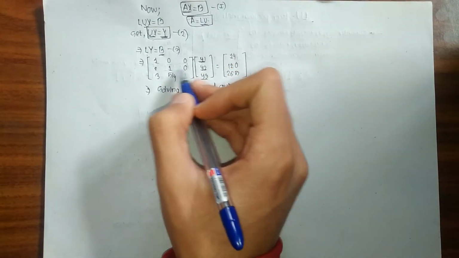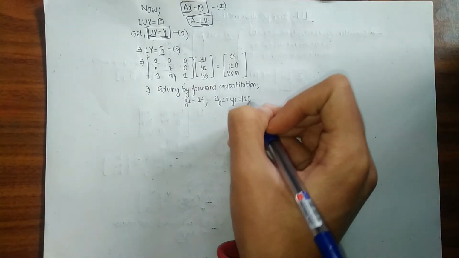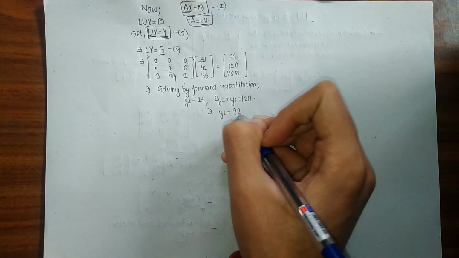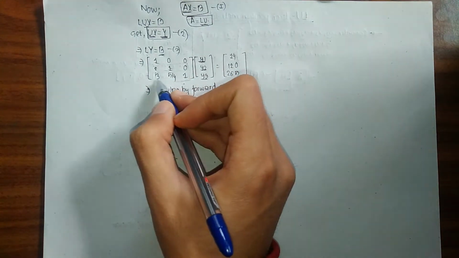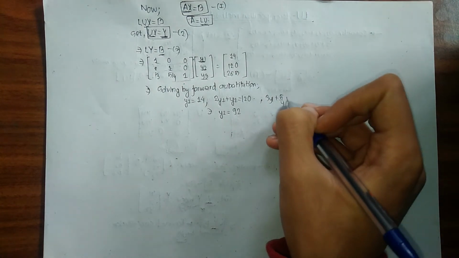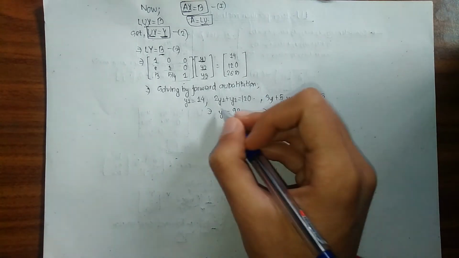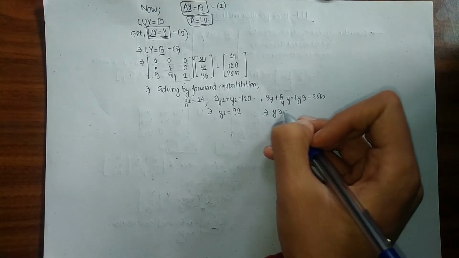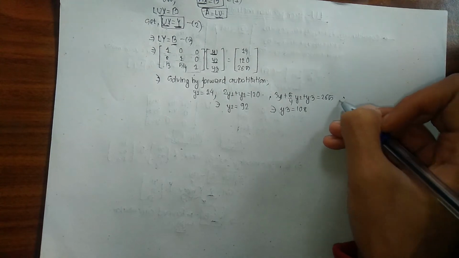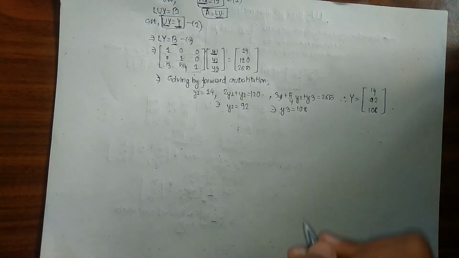Second row, same column, we get 2y1 plus y2 equals 120. So I have my value of y1 as 14, and if I substitute this, I'm going to get my y2 value as 92. Similarly, my third equation will be 3y1 plus 5/4 y2 plus y3 equals 265. Substituting the value of y1 as 14 and y2 as 92, I'm going to get my value of y3 as 108. Therefore y equals 14, 92, 108. So this is my value of y.